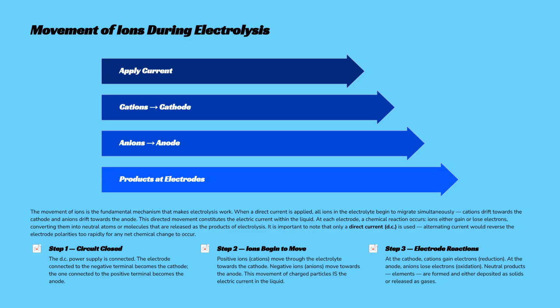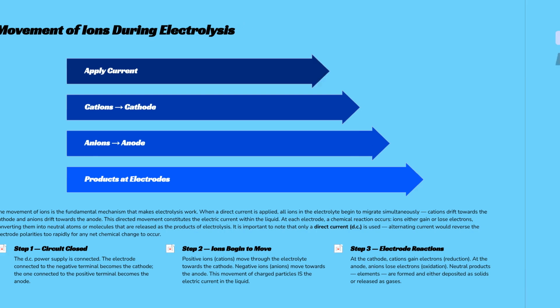When a direct current is applied, cations move towards the cathode and anions move towards the anode. At each electrode, ions gain or lose electrons, converting them into neutral products released as solids or gases.